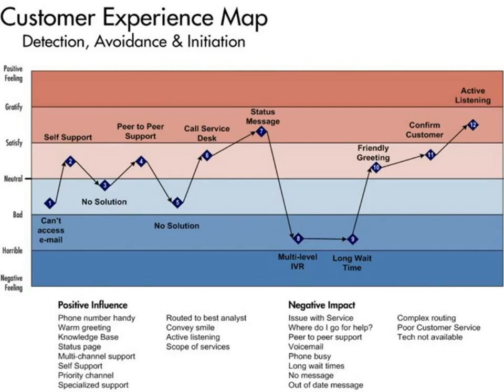So they call the service desk. They're happy. They get the status message. Then they hit that multi-level IVR, and there's that long wait time. So this is looking at a customer experience map mapped to that same incident management process. And what you see below this are the positive things that we can do as an organization to influence the customer and the things that we can do that negatively impact the customer.